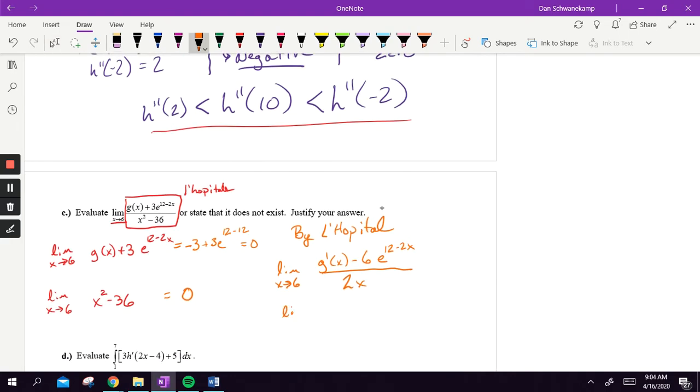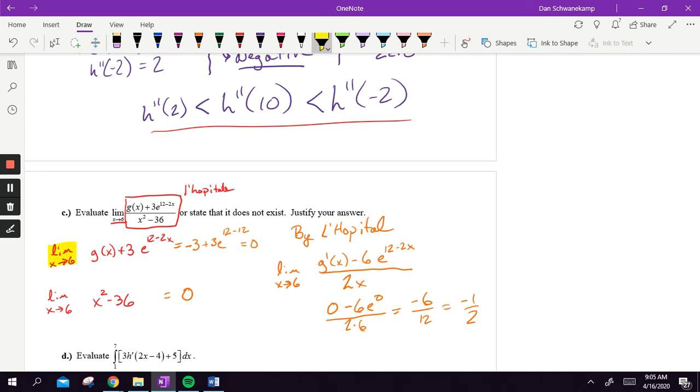So I'm finding the limit as x approaches 6. This is 0. Actually, I don't need to write the limit notation because I'm actually doing the limit now. Sorry. 0 minus 6 times e to the 0 power all over 2 times 6. That is negative 6 over 12. It gets me negative 1/2. Boom, there's my answer. Let's show you points.